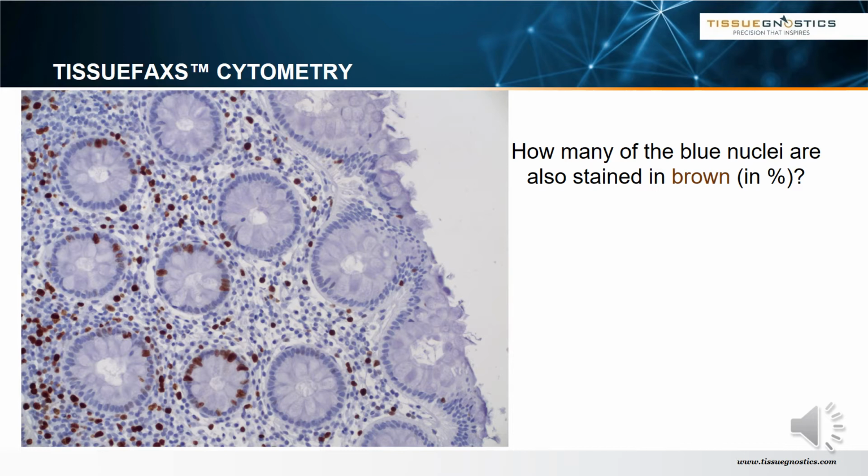The brown marker is well known, Ki67, a proliferation marker. So the obvious question here is, how many cells are proliferating, or in other words, how many of the blue nuclei are also stained in brown? We made a survey among more than 500 scientists and asked them to estimate how many cells are positive here. And we received answers ranging from 1 to 40%. So in other words, some people think that 1% of the cells are positive, others think 40% are positive.